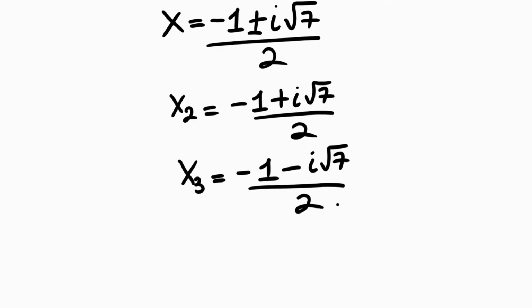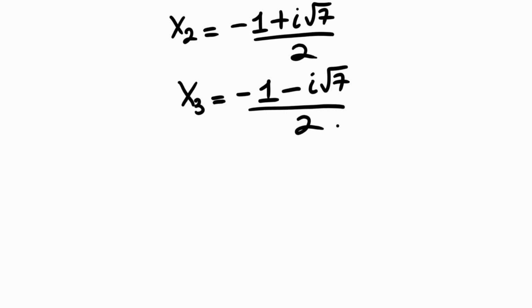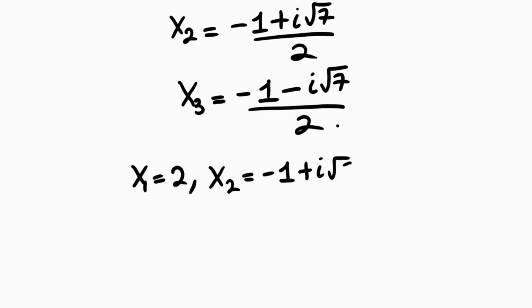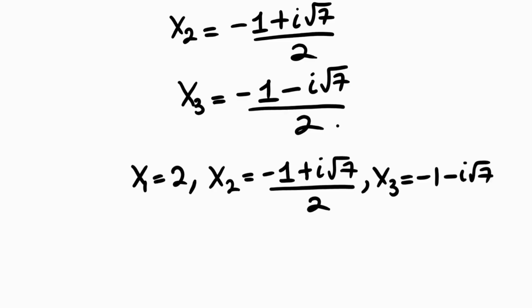Now, these are the three answers that we have. We have that x1 is equal to 2, x2 is minus 1 plus i root 7 divided by 2, and x3 is equal to minus 1 minus i root 7 divided by 2.